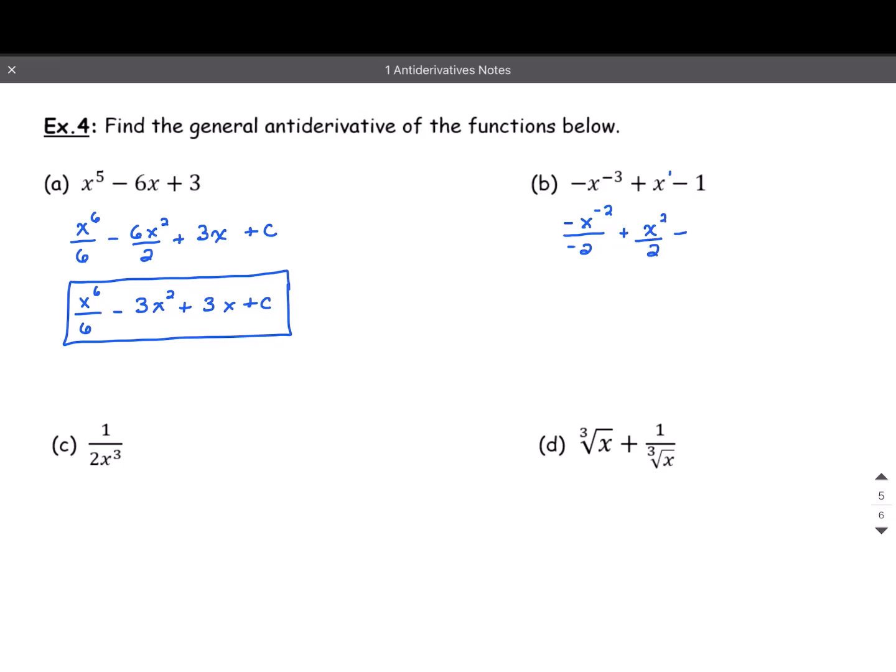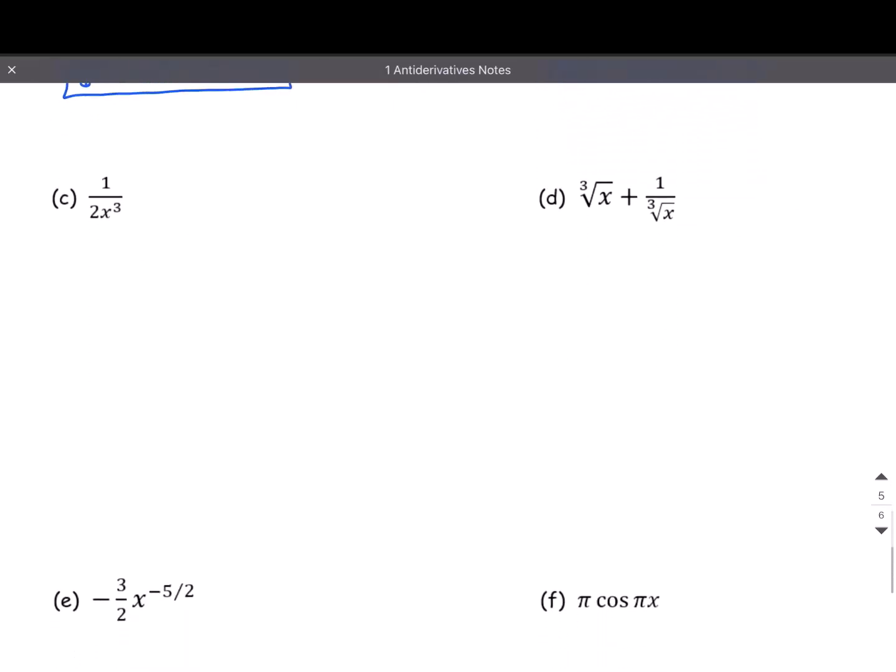Minus, if we have 1, remember that's like a 1x to the 0. So when we raise that exponent, it's now x to the first, or just x. Don't forget your plus a constant at the end. Now we can simplify this a little bit because we have a negative over a negative here. That's a positive 1/2 x to the negative 2 plus 1/2 x squared minus x plus c. Nice. There we go.